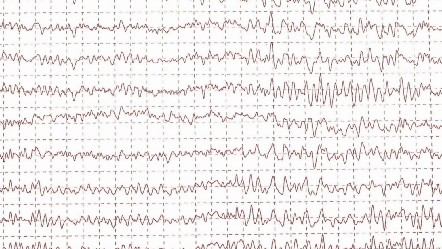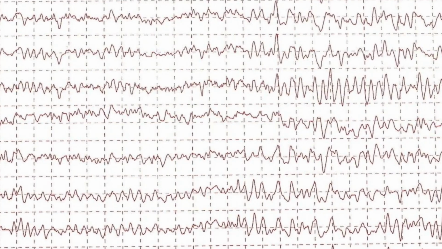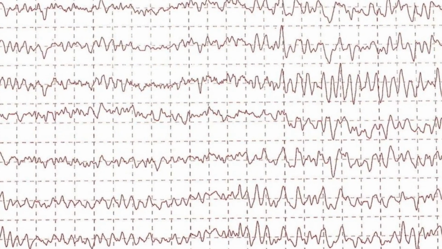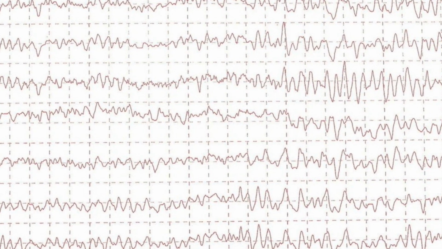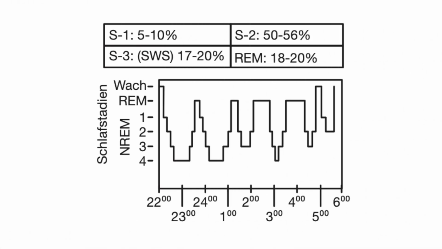Based on the characteristics of these waves, we assign a sleep stage to each 30-second epoch, such as light or deep sleep, as well as REM sleep. These can be displayed in a graph over the entire night, which we then refer to as the sleep architecture. In the graph shown here, the different sleep phases are displayed.